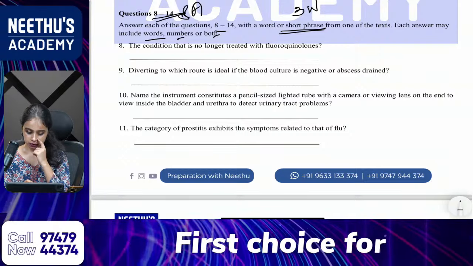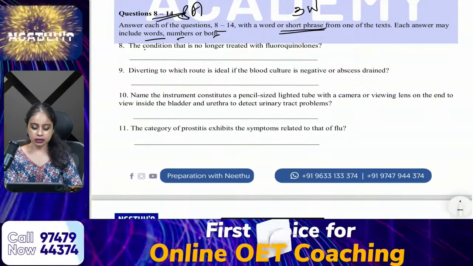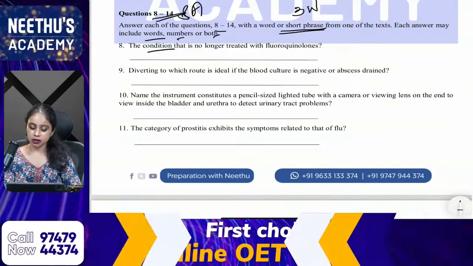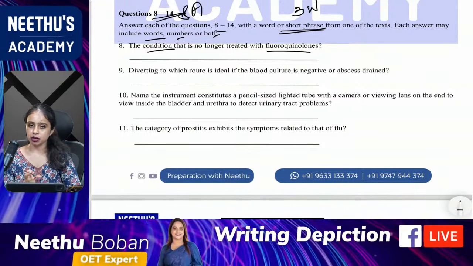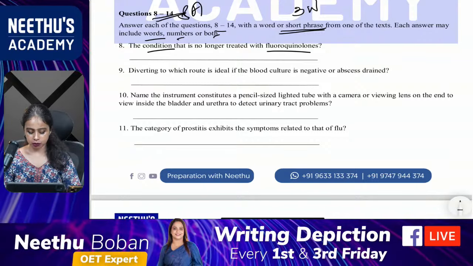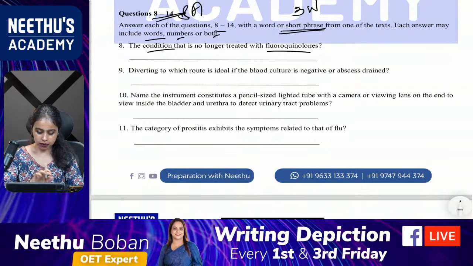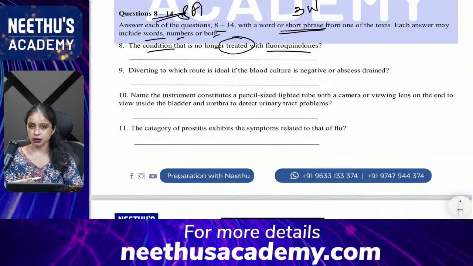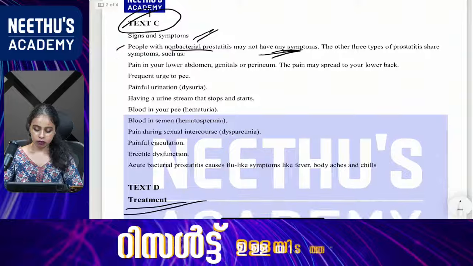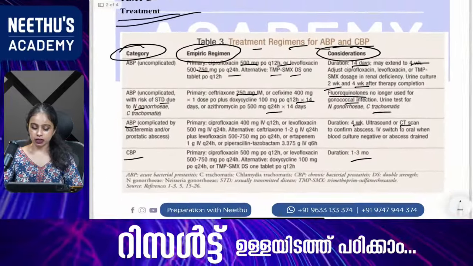So the first question: the condition that is no longer treated with fluoroquinolones. So what is the condition? Name of a particular condition. Which is mentioned in text D. Okay, treatment, so that is from text D. So yes, what is the condition called?